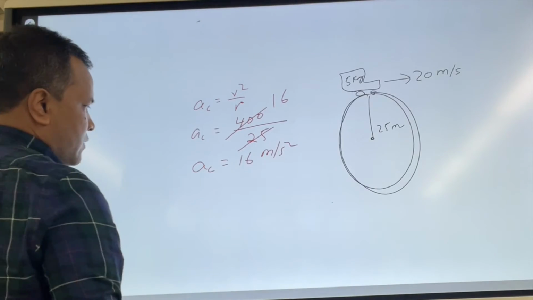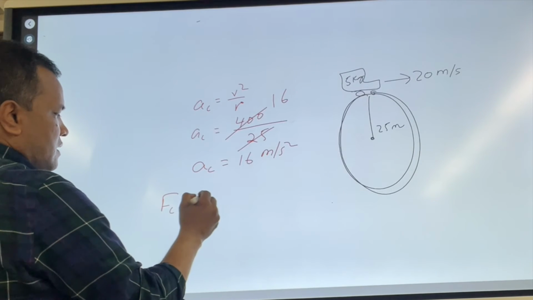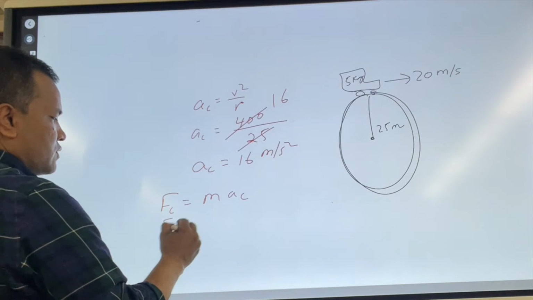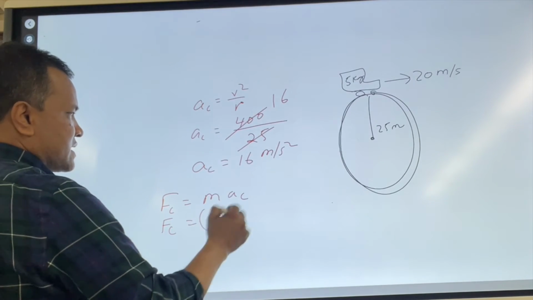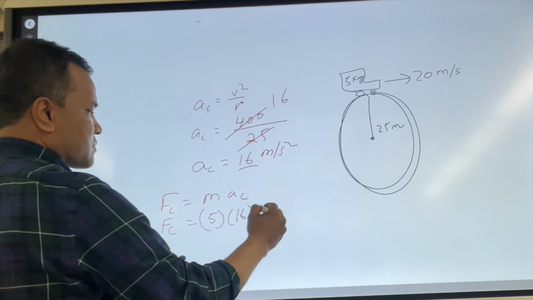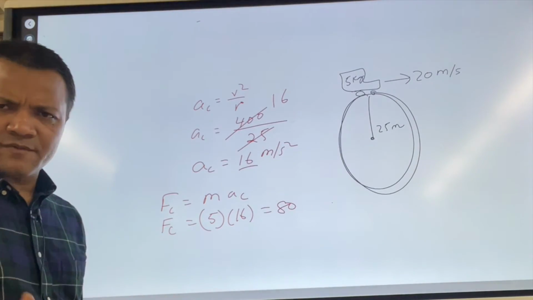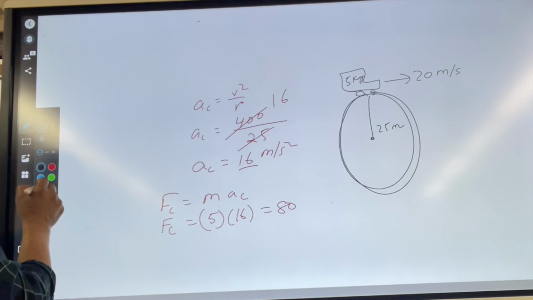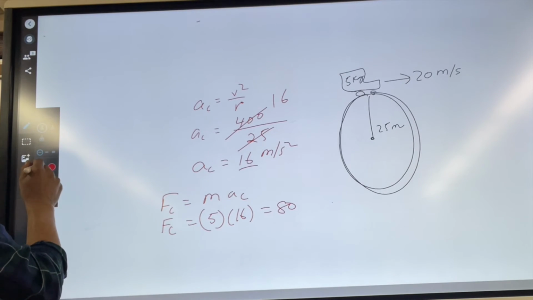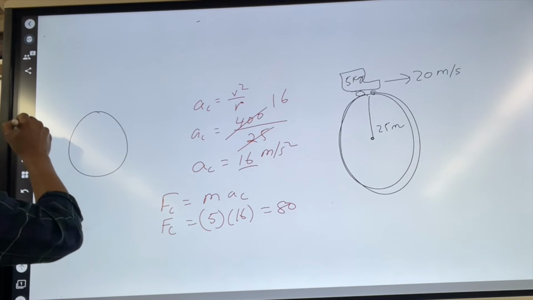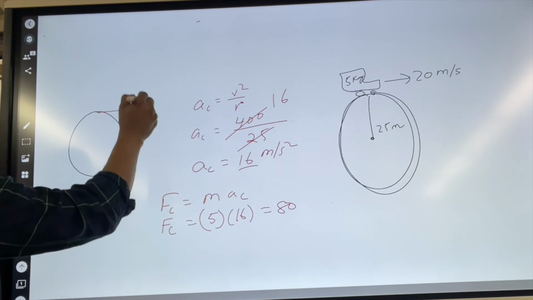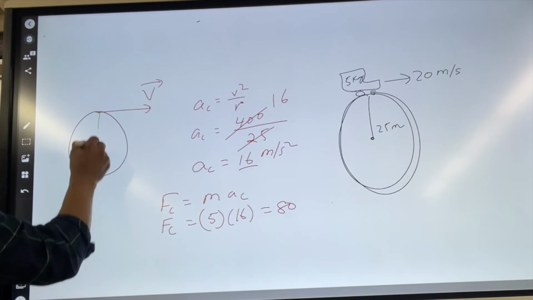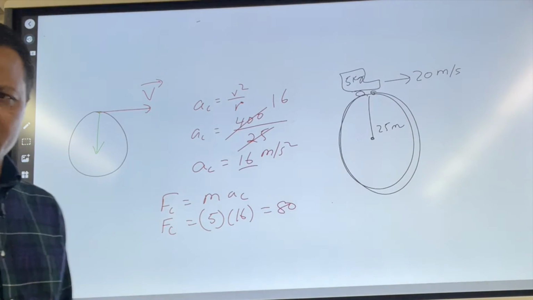What about the centripetal force? Centripetal force would be m a c. So centripetal force would be m is 5 times a c is 16. So this would be 80. Now we're going to draw the vectors. We're going to draw the velocity vector and centripetal force vector. So this is the velocity vector, and this is the centripetal force vector, and they are perpendicular with respect to each other.